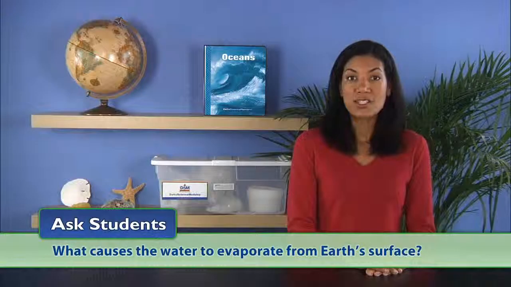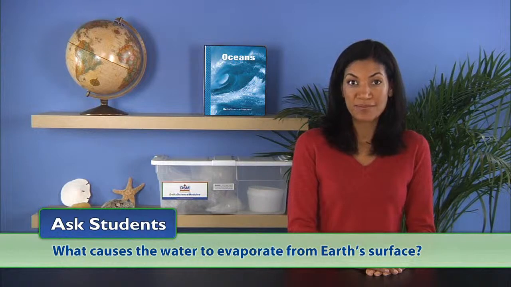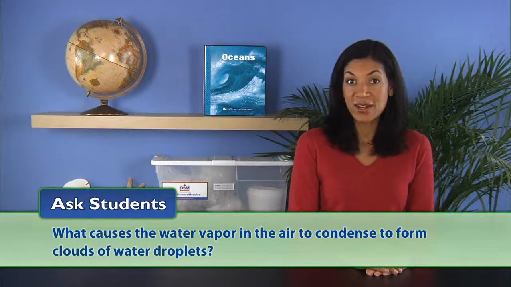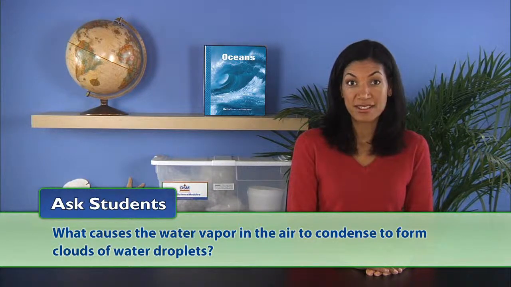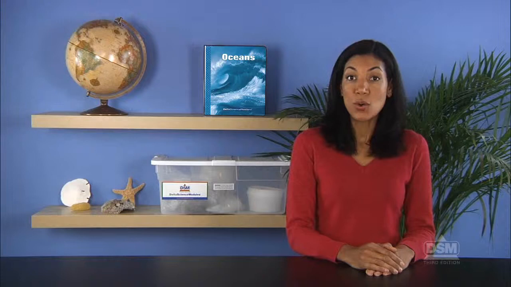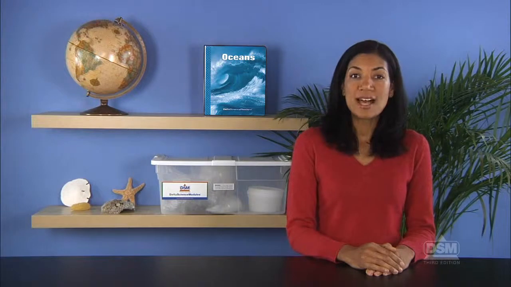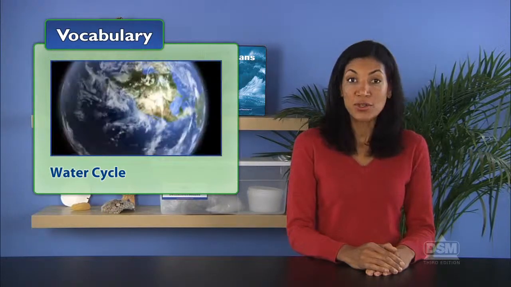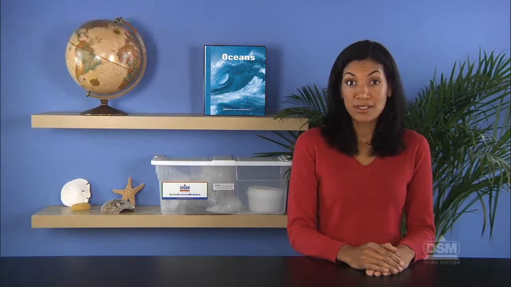Ask students what causes the water to evaporate from Earth's surface. Students may respond that the heat from the sun causes water to evaporate. Then ask what causes the water vapor in the air to condense to form clouds of water droplets. Help students to understand that colder air in the atmosphere causes the water vapor to condense. Inform the class that the water cycle is the continuous circulation of water through evaporation, condensation, and precipitation between Earth's surface and the atmosphere. Next, divide the class into teams of 4 and distribute the materials and Activity Sheet 5.